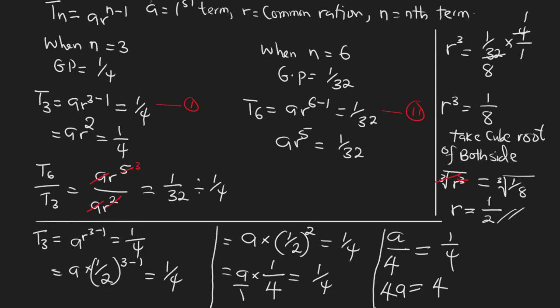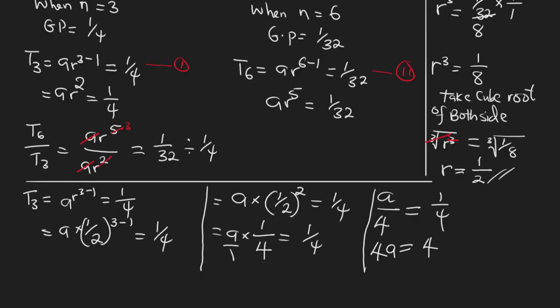So what I'm going to do next? The next thing to do is to find our a. How? By dividing both sides by the coefficient of a, which is 4. So divide both sides by 4.